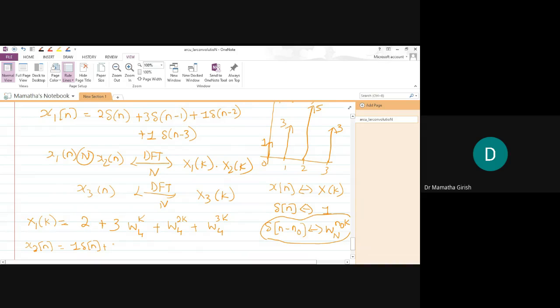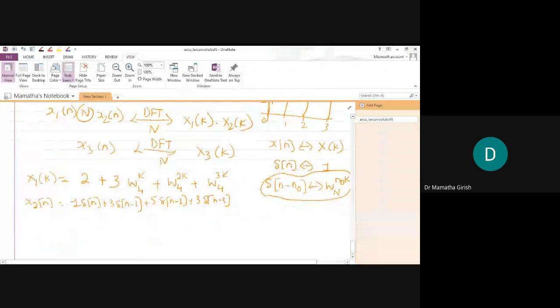Then it is 3 times delta of n minus 1, plus 5 times delta of n minus 2, then 3 times delta of n minus 3. Is that clear? I've translated this sequence into an equation. Accordingly, if I apply the DFT to this, we get x2 of k. The DFT of delta of n is always 1, so 1 into 1 is 1. Then 3 times, with n naught equal to 1, W4 to the power of 1 into k, which is k.